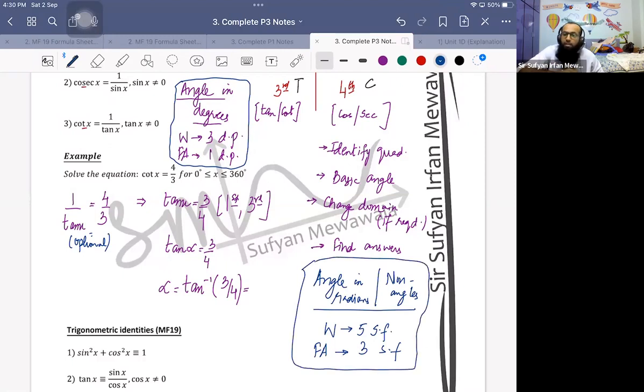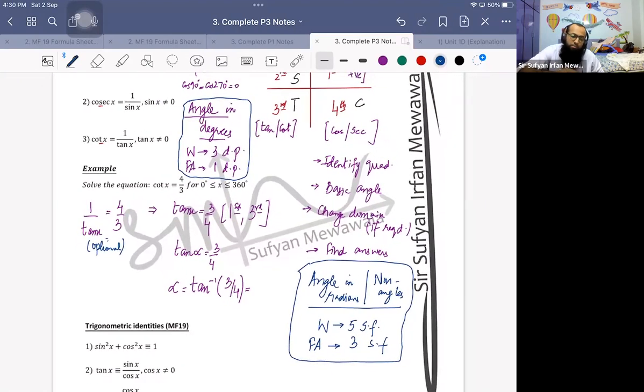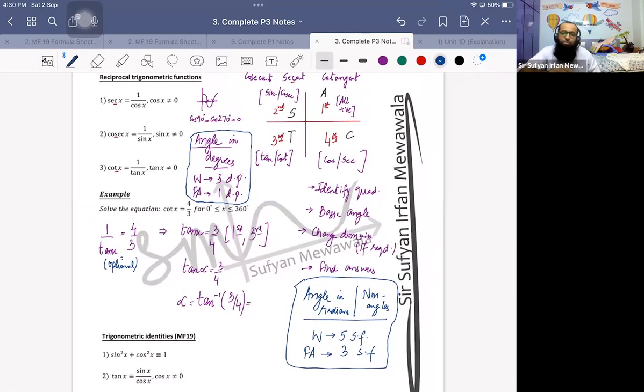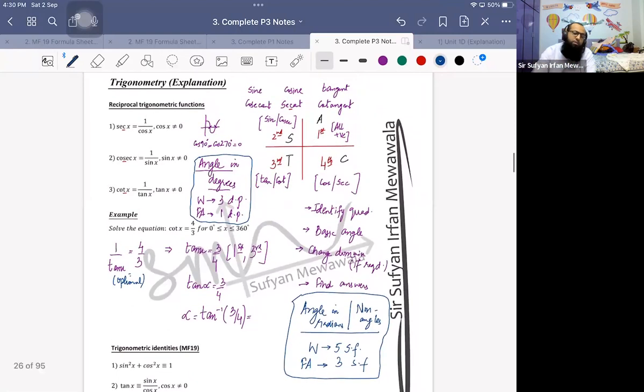Like when we are finding area, perimeter, lengths, whatever we are finding, the general instruction says non-exact answers are to be given correct to 3 significant figures unless otherwise stated. If there is a different requirement mentioned by the examiner, we need to follow that. If nothing as such is mentioned, then we do workings in 5 SF, and the final answer will be given correct to 3 significant figures. And if it's an angle in degrees, then the answer has to be given in 1 decimal place.